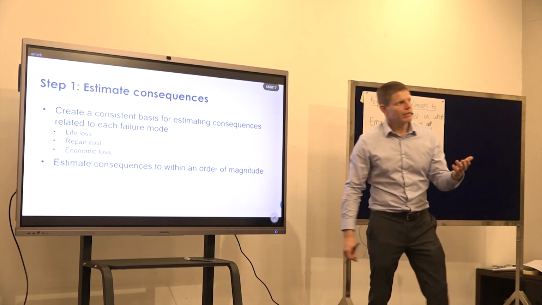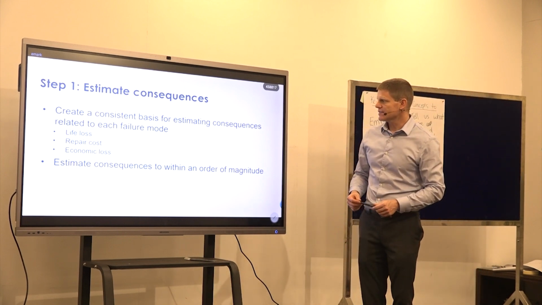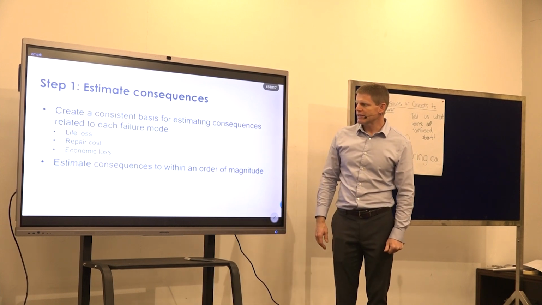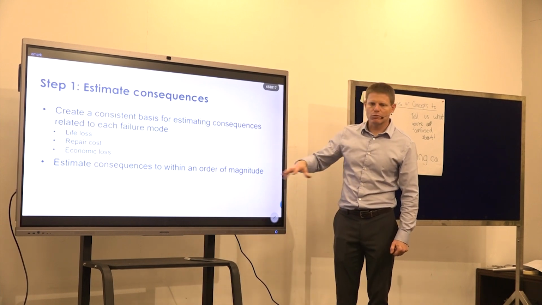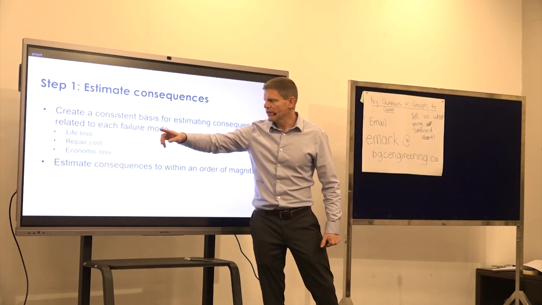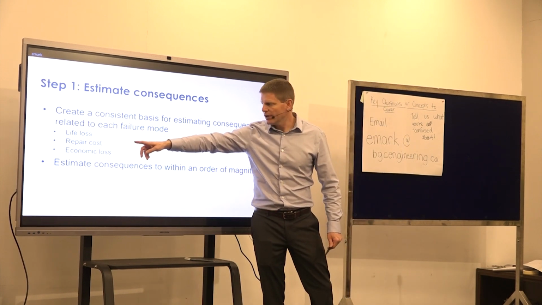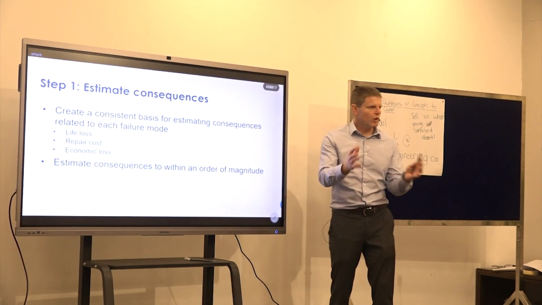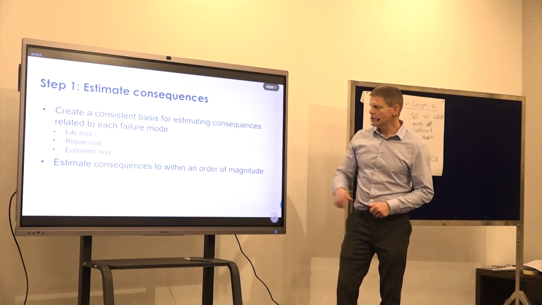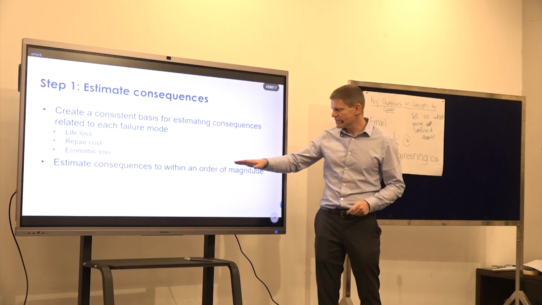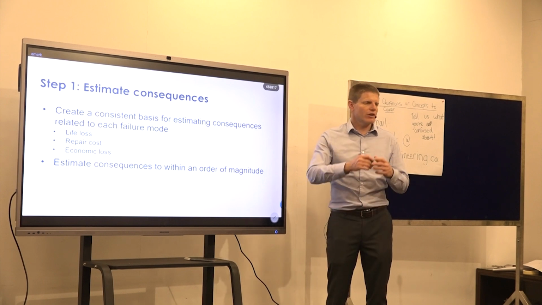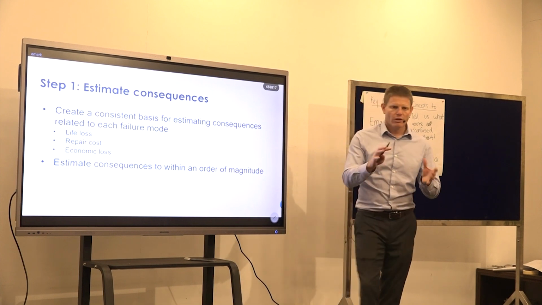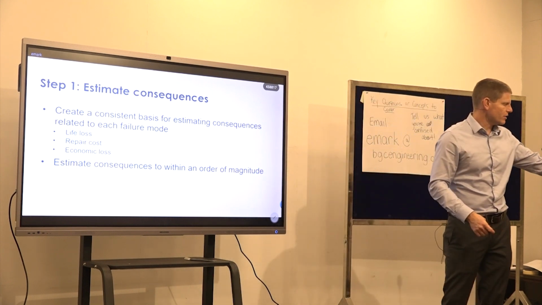So the first step is to estimate the consequences. The point is we need to create a consistent basis for doing this, and we need to select which consequence we care about. It could be the life loss that occurs if it fails, it could be the repair costs, or it could be the economic losses downstream. So you choose one of those consequences, and then you try to estimate the consequences to within an order of magnitude. You have to understand that it's a very uncertain analysis, and so you're just trying to get to a general estimate of the consequences.